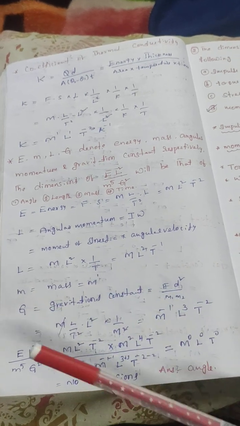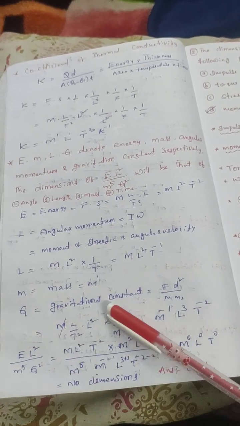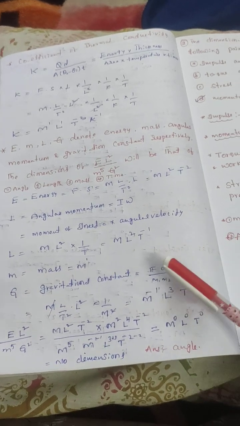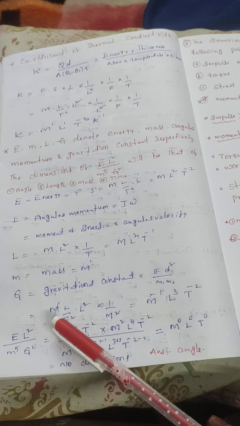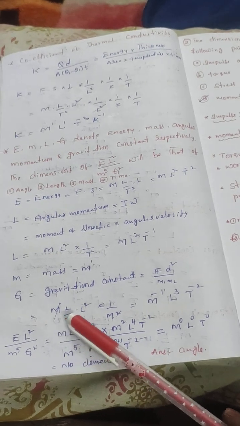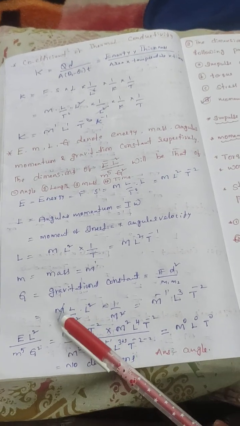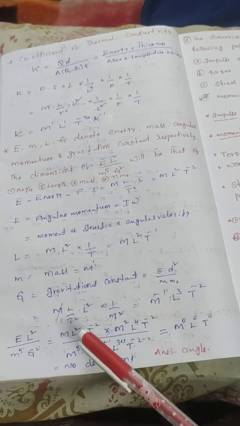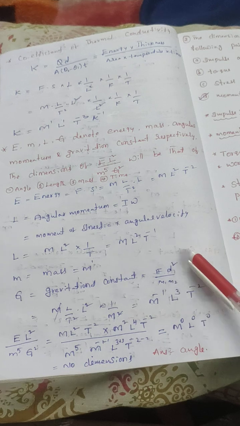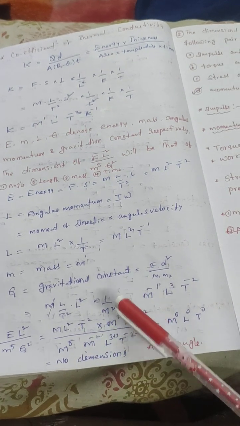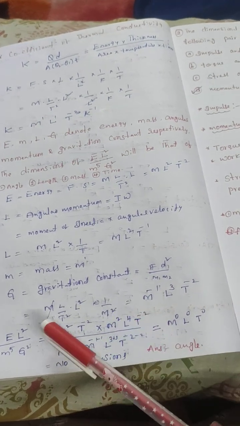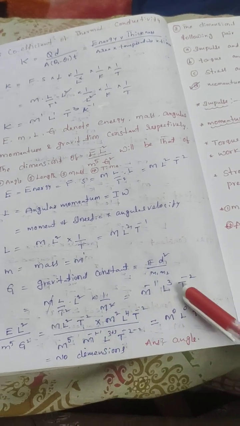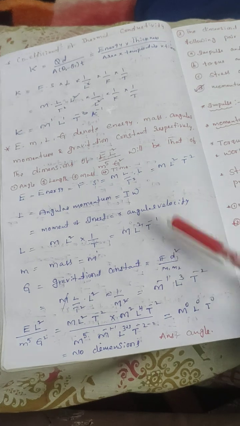Next, the gravitational constant is force into displacement square by mass m1 into m2. Force again is m into a. This force dimensional formula keeps repeating, so remember it carefully. F is ma, m is mass, a is L by T square, d square is length square, into 1 by mass square. M gets cancelled. M power minus 1, L cube, T power minus 2.